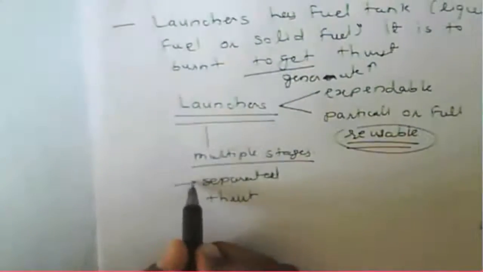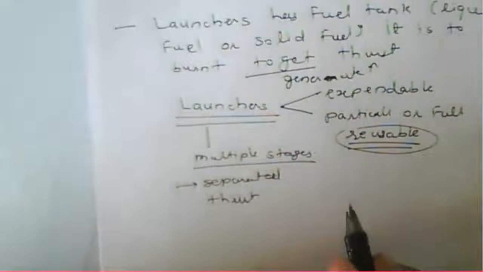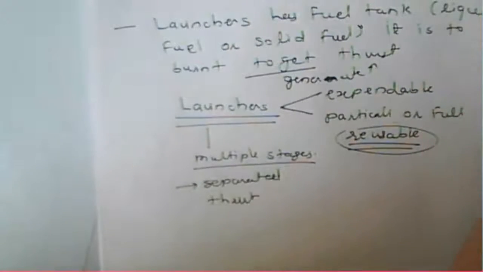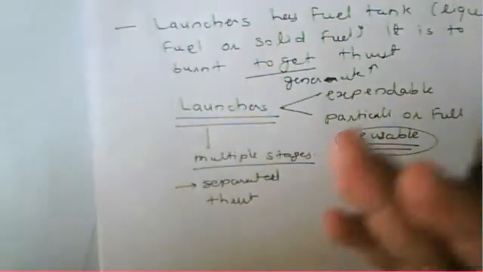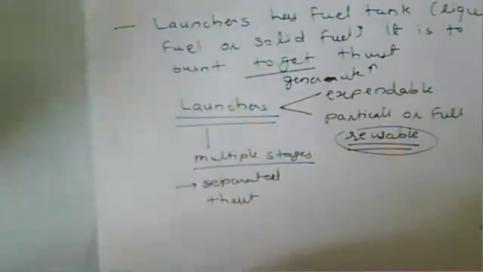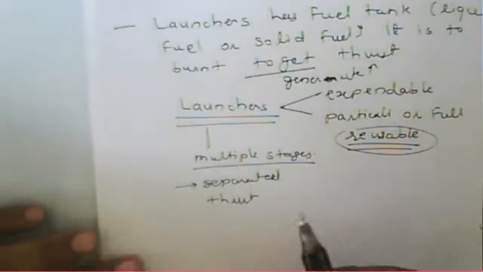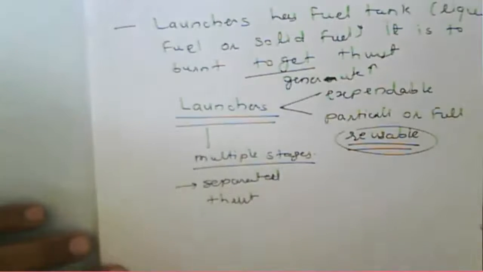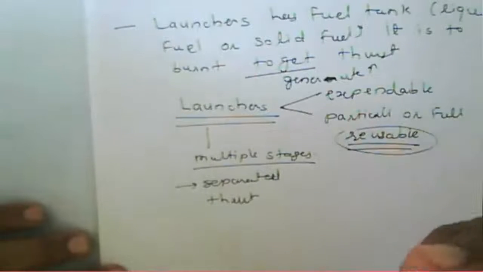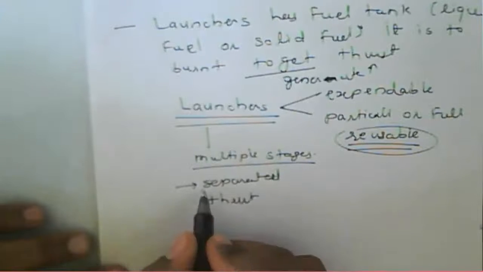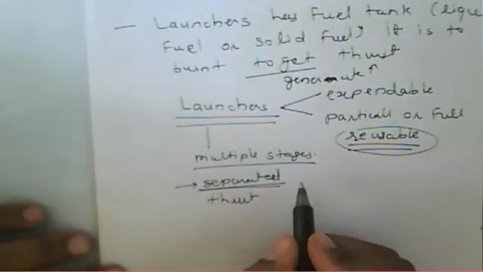So after each stage, while launching the satellite, suppose up to 100 kilometers one stage is to be removed, then after 200 kilometers another. Likewise, after a particular stage, that particular portion of the satellite launching vehicle will be removed.